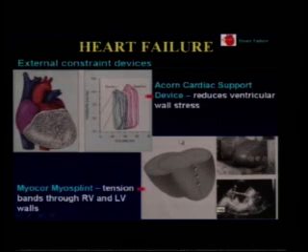Similarly, there is another system called the Myosplint system. There are tension bands which go through the right ventricle, or it can be through the left ventricle, and these tension bands reduce the size and improve the myocardial contractility.